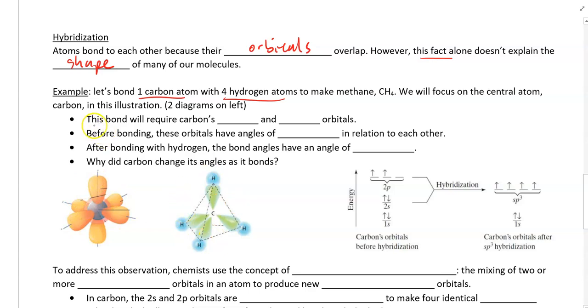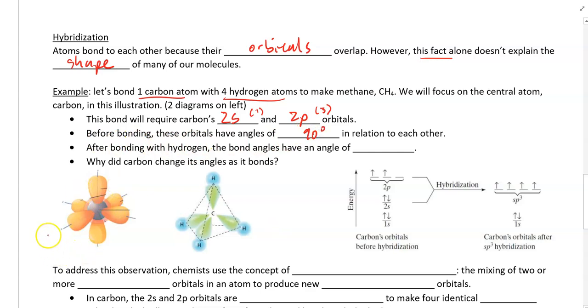First of all, this bond is going to end up requiring carbon's 2s and 2p orbitals. Now, just keeping track of this, how many 2s orbitals are there in carbon? There's only one of them, right? How many 2p orbitals are there in carbon? There's going to be 3 of them. So then, if you look at this, before the bonding, these orbitals have angles of 90 degrees in relation to each other. So let's take a look at this guy.